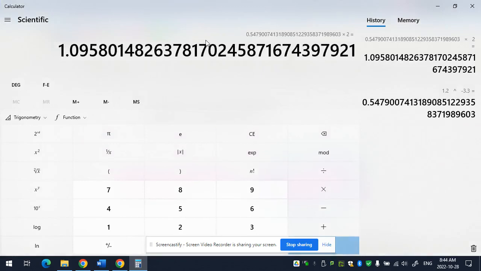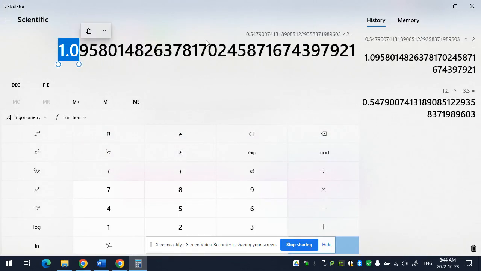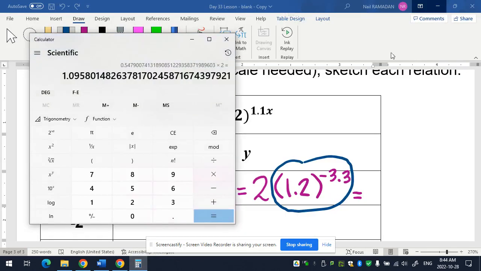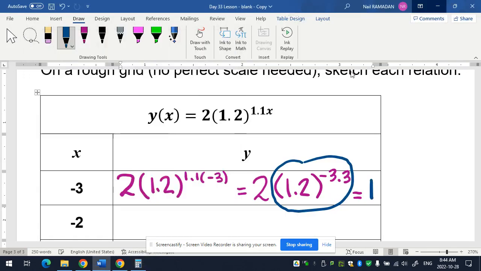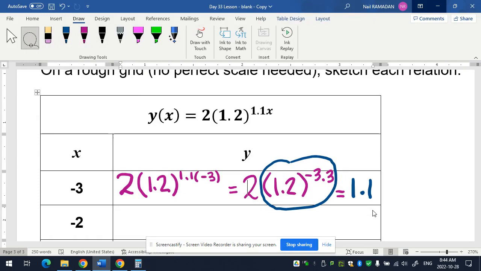That's my value: 1.09. But I'm supposed to make the cut right here. The 9 will round this 0 to a 1. So 1.1. That's all you have to show me. Perfect. Let's do the next one.